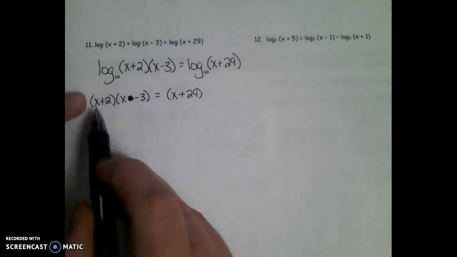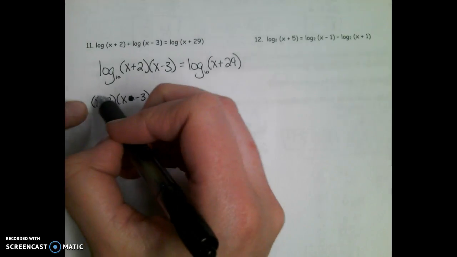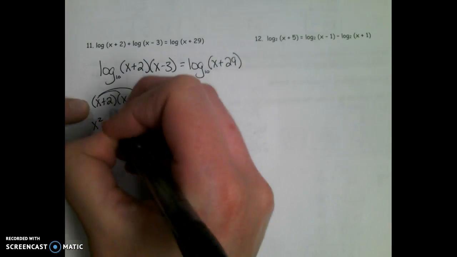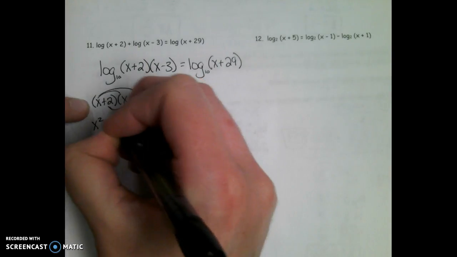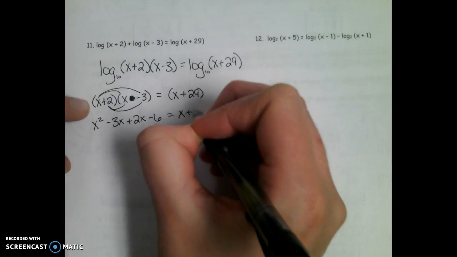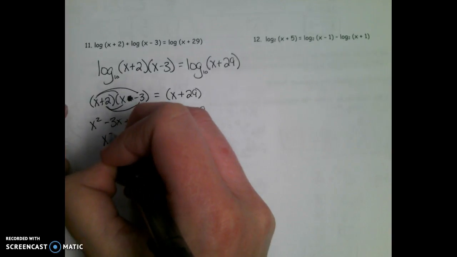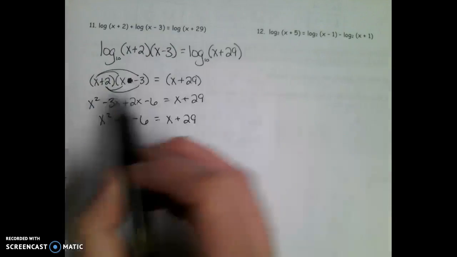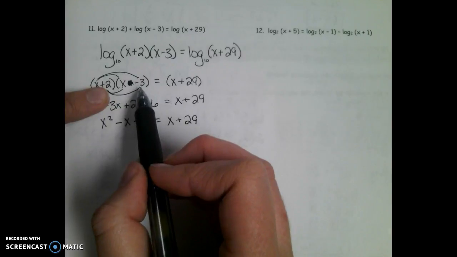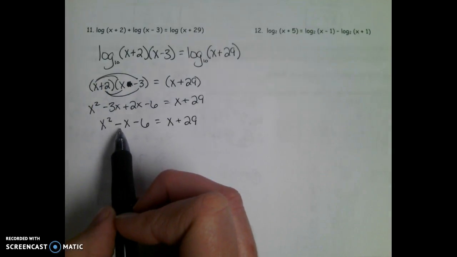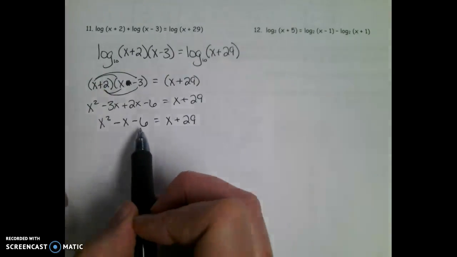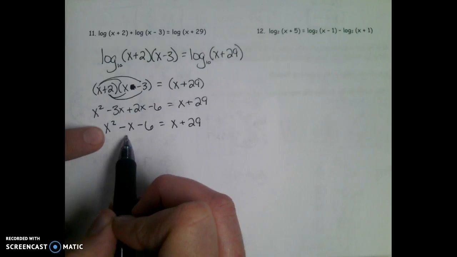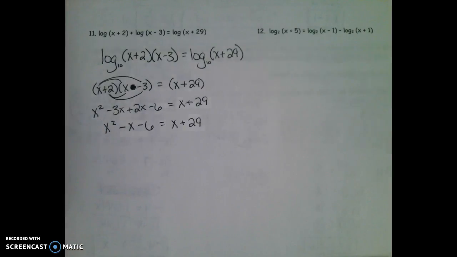We need to double distribute. So some of you already know the shortcut, but this is x squared, negative 3x, 2x, negative 6. Combine your like terms. The shortcut is add these numbers together. 2 and negative 3 is negative 1. That's what's in front of your x. Multiply those numbers together. That gives you the negative 6. Again, we have x squared and x, so we need to factor and solve. So we're going to get one side equal to 0.